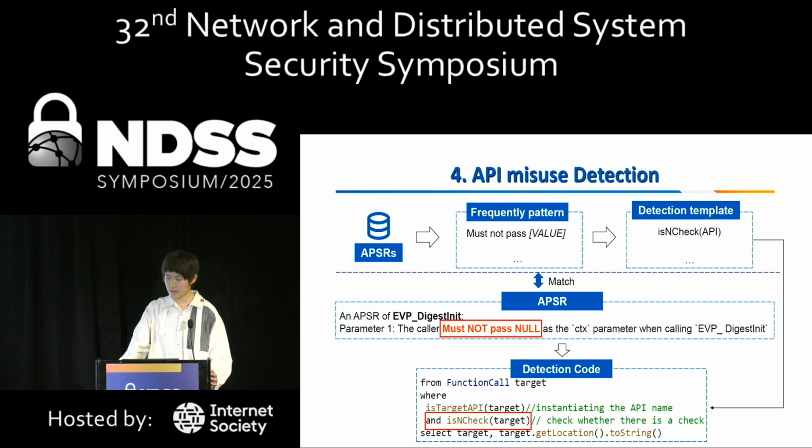To detect the API misuse, we adopt the approach proposed by previous work, Advance. We manually analyzed the APSRs, identified frequently occurring patterns, and created detection code templates for each pattern. GPT-8 then automatically combines these templates to generate the final detection code for performing the detection.